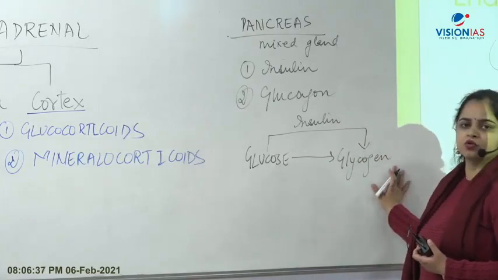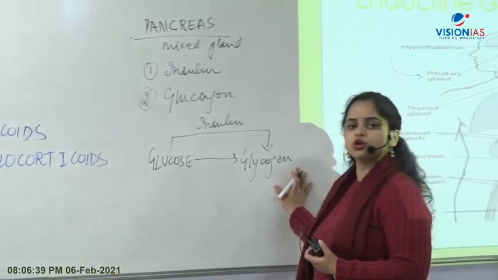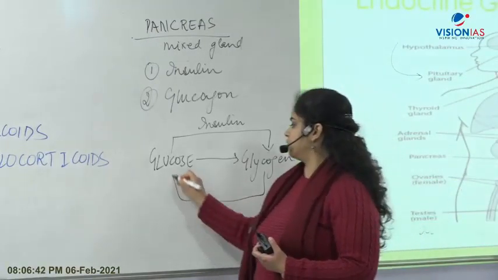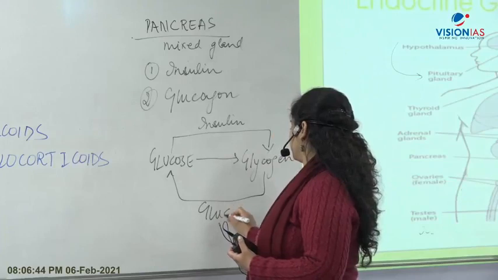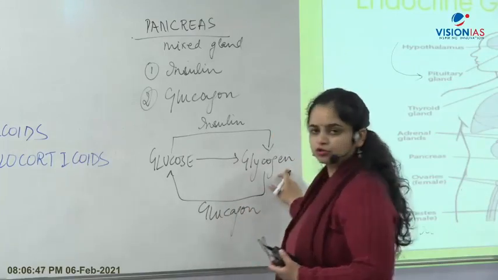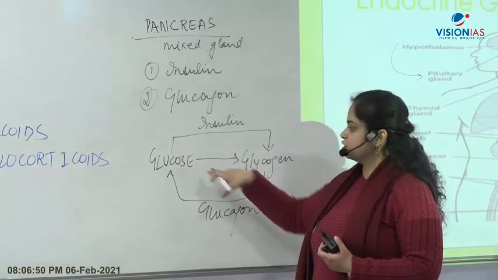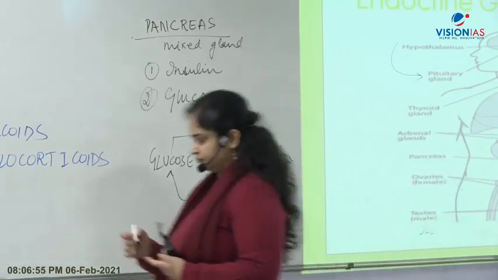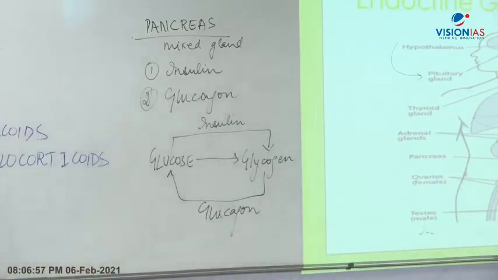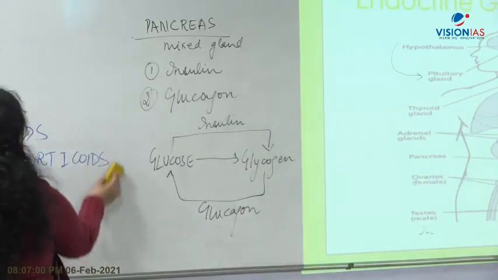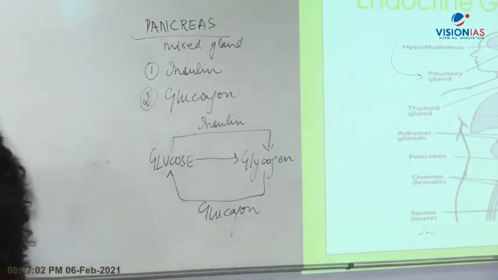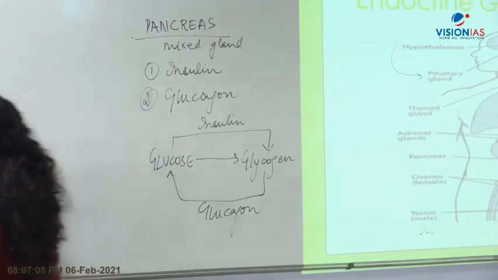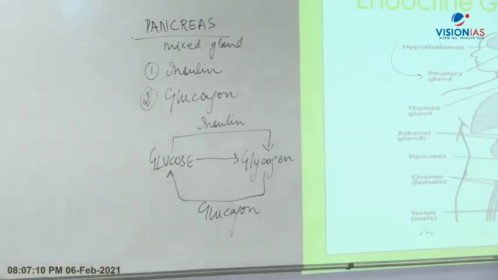Now when glucose is needed again in the body, who is going to come and do that job? Glucagon. So glucagon will act on glycogen, help in its breakdown so that blood has more glucose. So for glucagon, please write down. Glucagon increases blood glucose levels. Glucagon increases blood glucose levels.